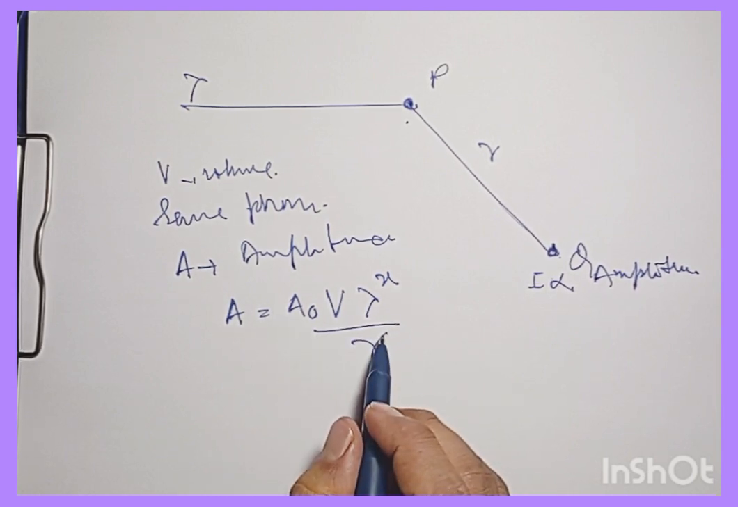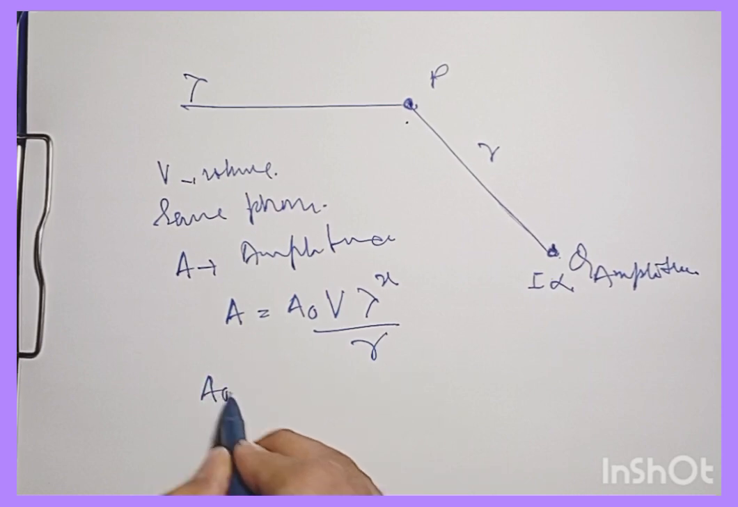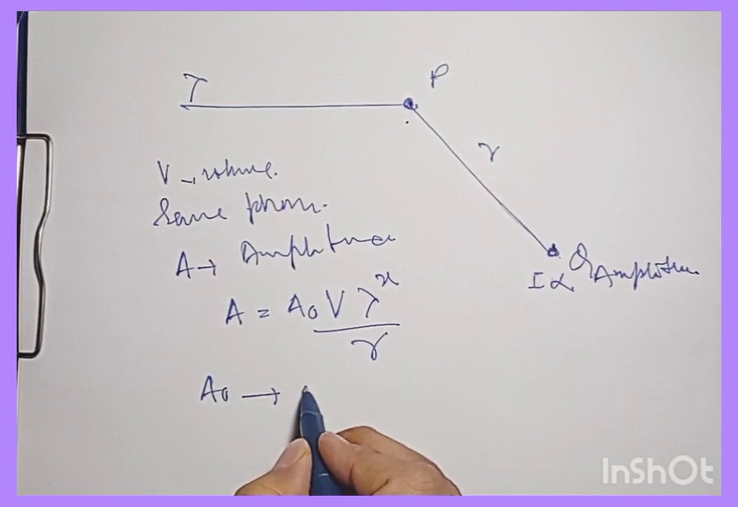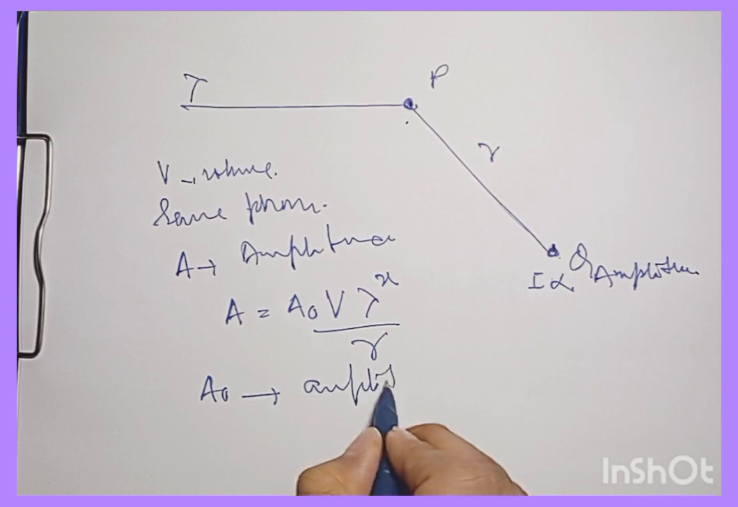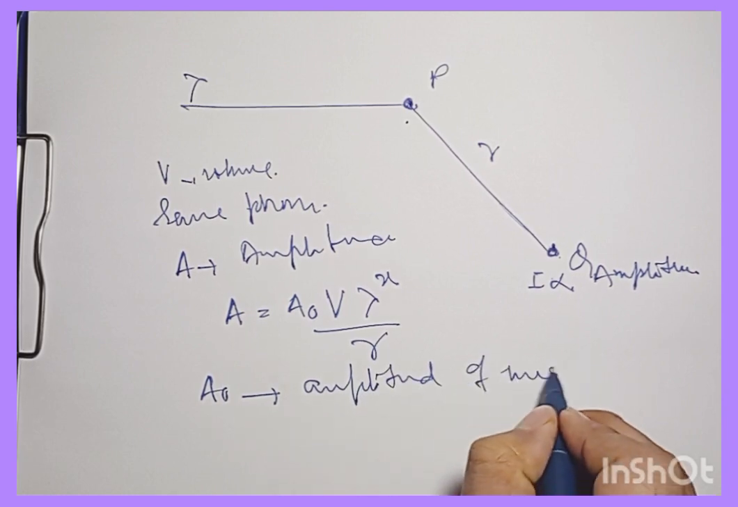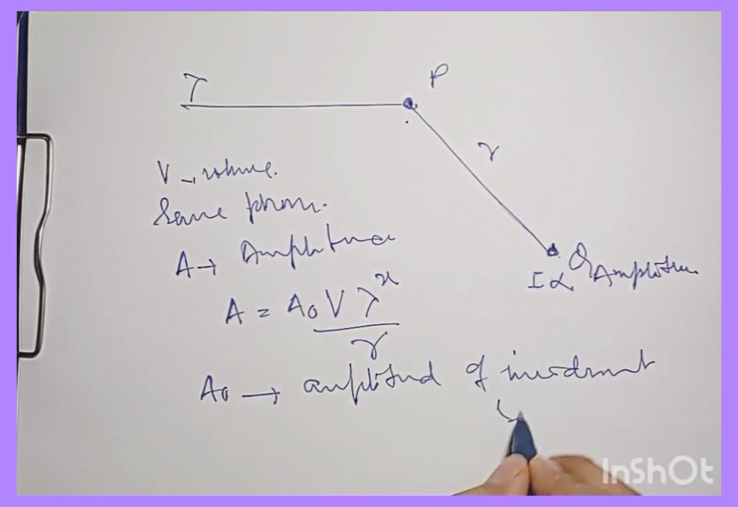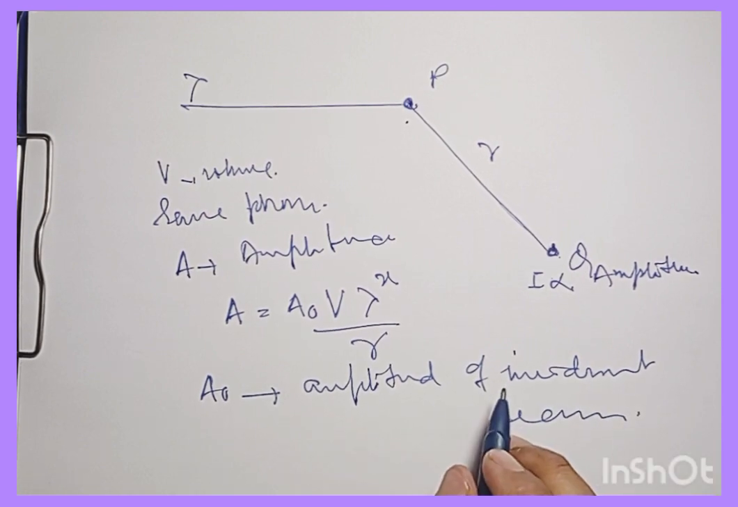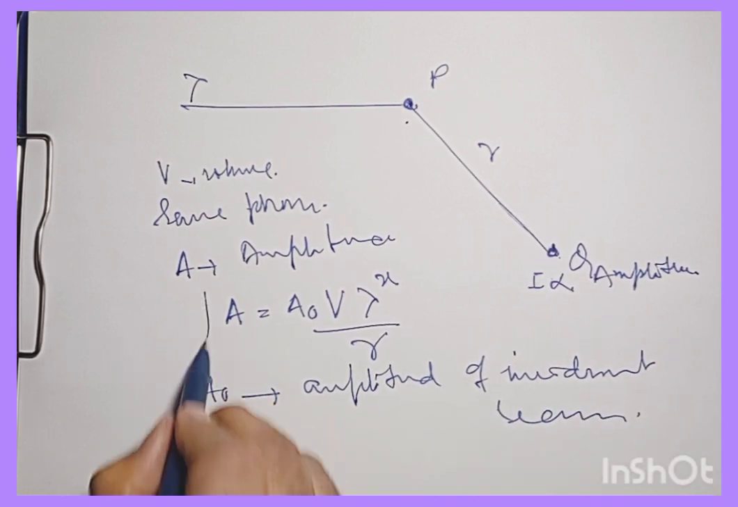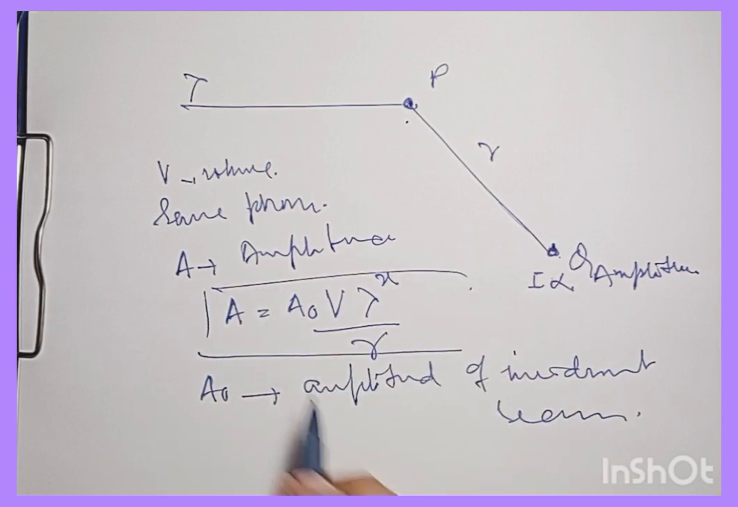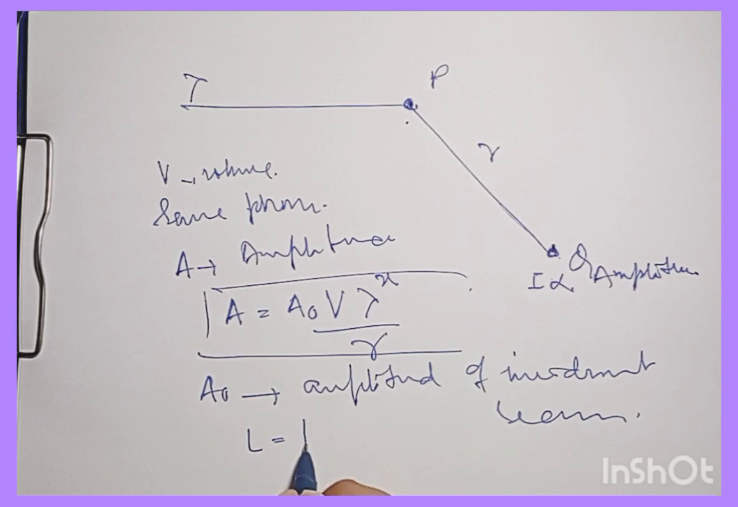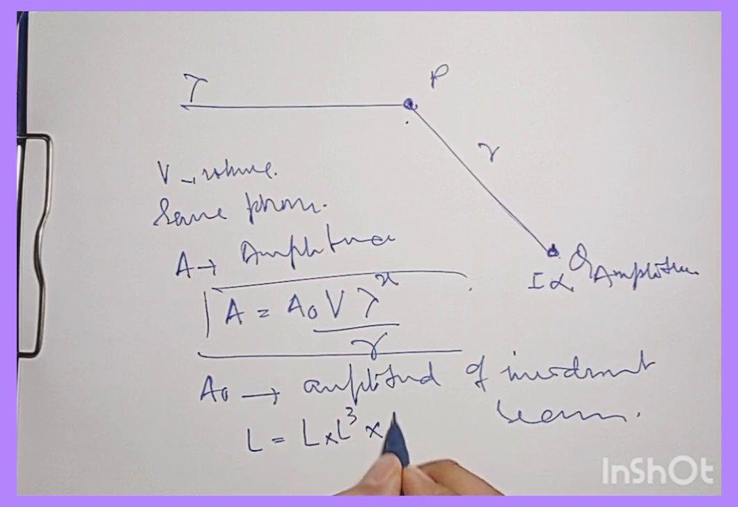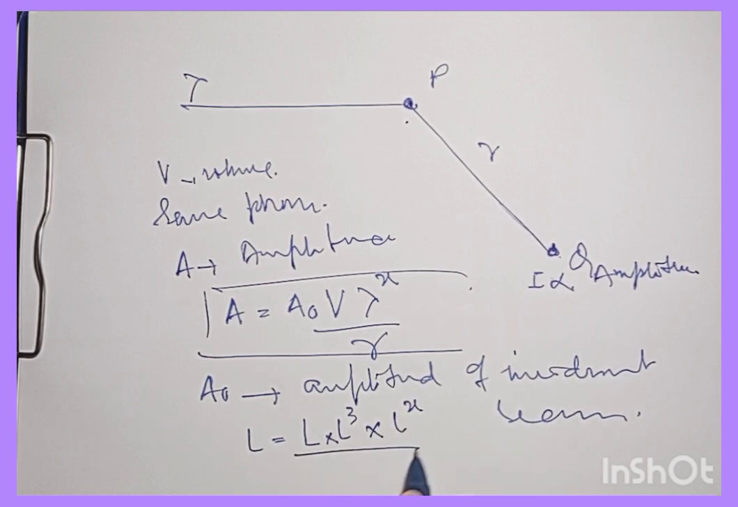And this A naught is the amplitude of the incident beam. Writing the dimensions on both sides of this equation, for A I will have L, for A naught I will have L, for V I will have L cube, for lambda I will have L raised power x by L.